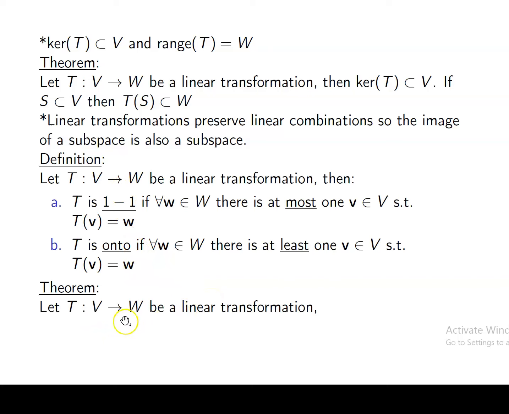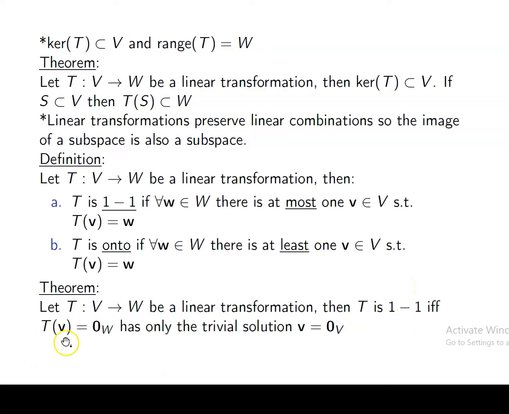So another theorem, let T from V to W be a linear transformation. Then T is one-to-one if and only if T(v) equals the zero vector in W has only the trivial solution, where v is the zero vector in V. Okay, so what this means is the only way for this to be one-to-one is if the only vector that goes to the zero vector in W is the zero vector from V. Okay.